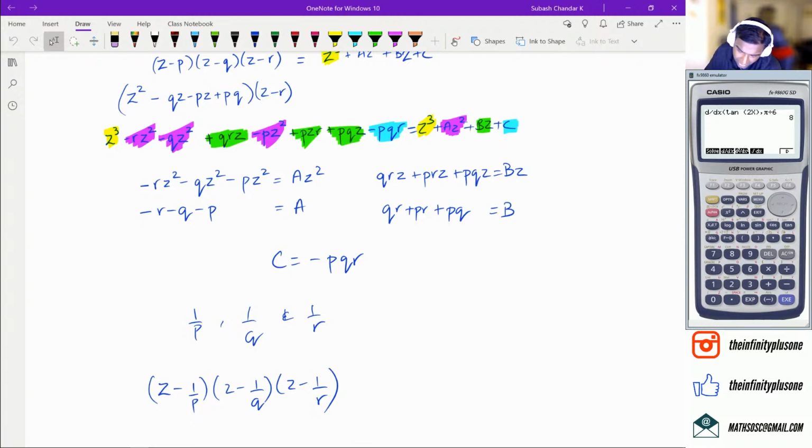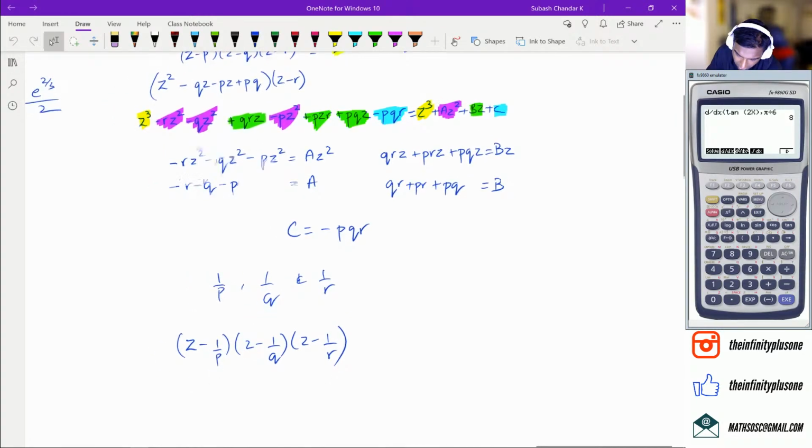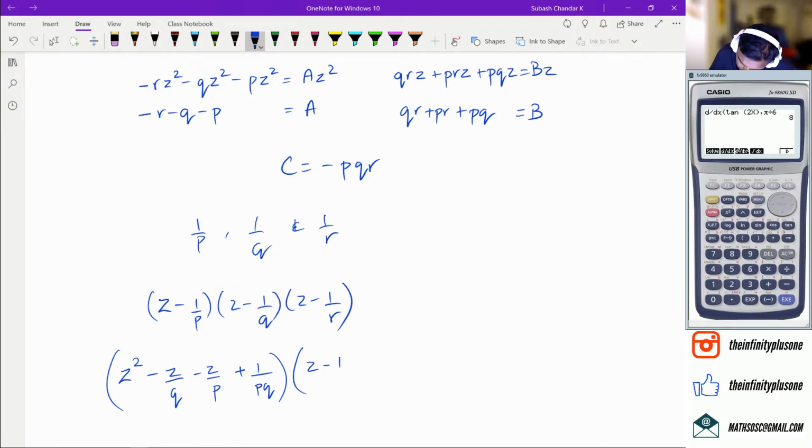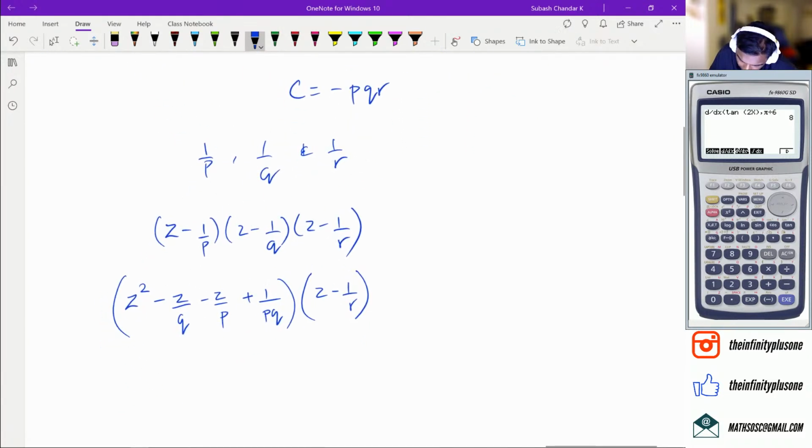Okay, so now we've got our second equation, which means we need to expand it out. We're going to follow pretty much the same procedure as before. So we've got z squared minus z over q minus z over p plus 1 over pq, multiplied by z minus 1 over r. So we're going to expand these brackets out again.